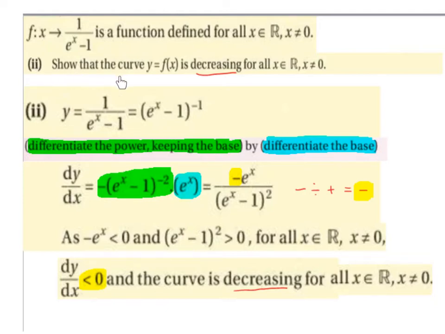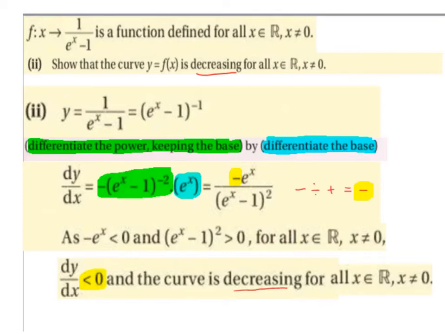Part 2. Show that the curve y equals f of x is decreasing for all x values elements of the real number set where x is not equal to 0. So our function is y equals 1 over e to the power of x minus 1, which can be rewritten as e to the power of x minus 1 to the power of minus 1. So when we hear increasing or decreasing, we want to differentiate. So we're going to differentiate this function, and we're going to use the chain rule, which is the outside multiplied by the inside. So we differentiate the outside, we multiply it by the derivative of the inside.